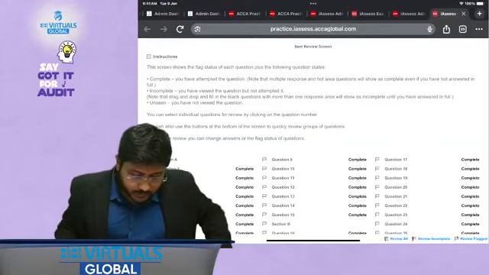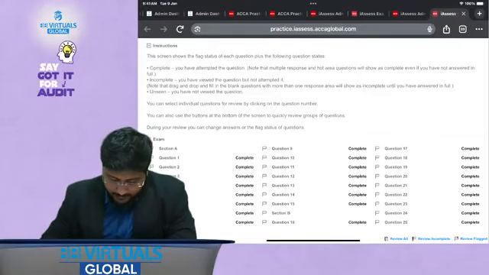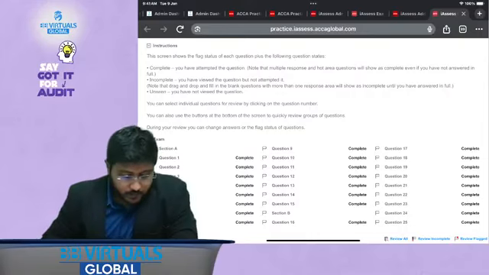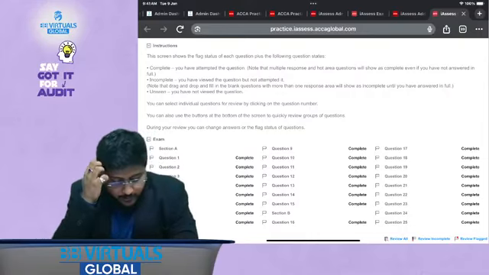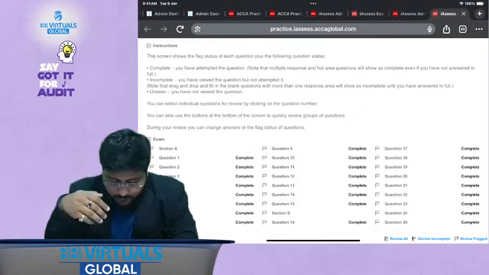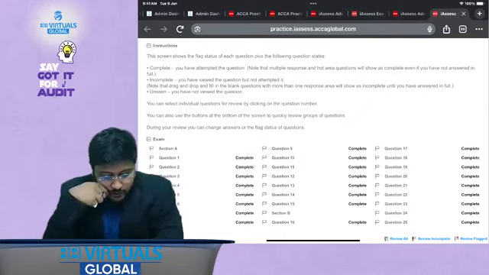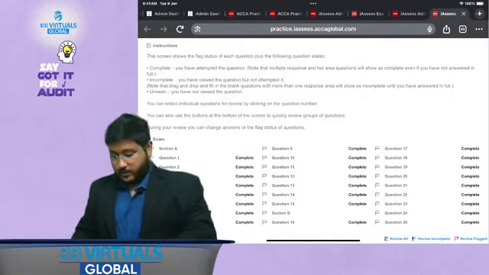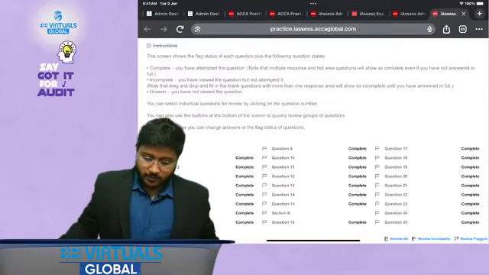Okay, this screen shows the flag status of each question. We have not flagged anything. Complete, you have attempted the question. Incomplete, you have viewed the question but not attempted it. Unseen, you have not viewed the question. So we have solved every question. You can see the status over here. You can select individual questions for review by clicking on the question number.